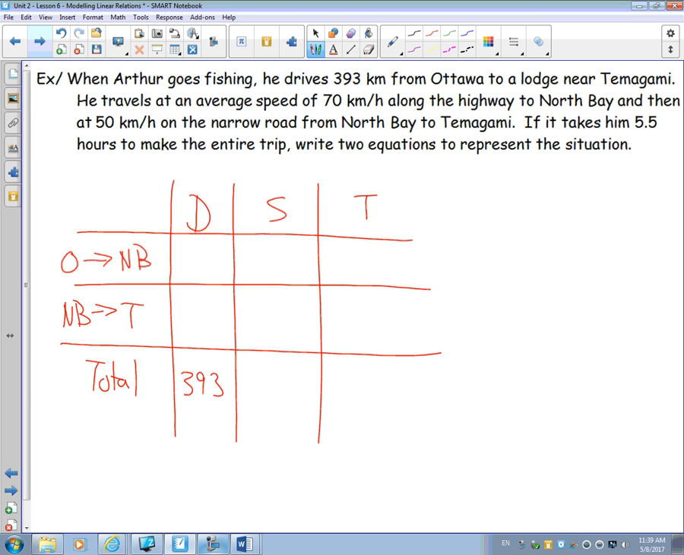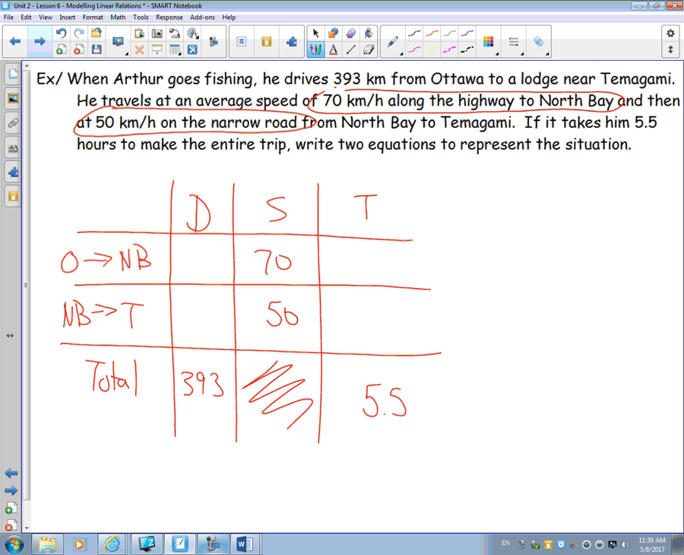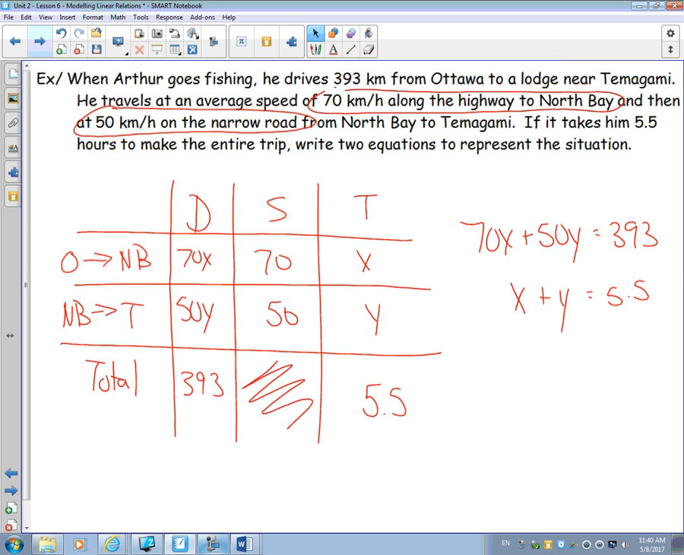We know he travels an average speed of 70 to North Bay. We know he goes 50 on the narrow road next. It takes him 5.5 hours to make the entire trip. Okay, we know we can't have an average speed, or total speed doesn't exist. Times should be x and y, which makes this 70x and 50y. And then there's our equations. 70x plus 50y has to come out to 393 kilometers. X plus y has to be 5.5 hours. And there's our two equations.